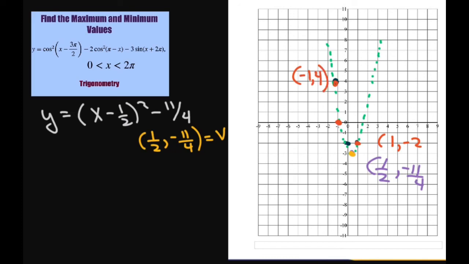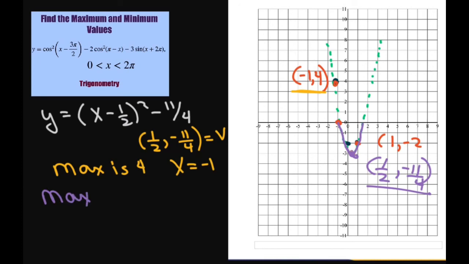So from looking at the graph, we can see that our maximum value is 4 when x equals negative 1. Now our minimum value is going to occur at this vertex here. So there's your graph, because it's the smallest point there. So the minimum value is going to equal negative 11 divided by 4, and that's when your x is 1/2.